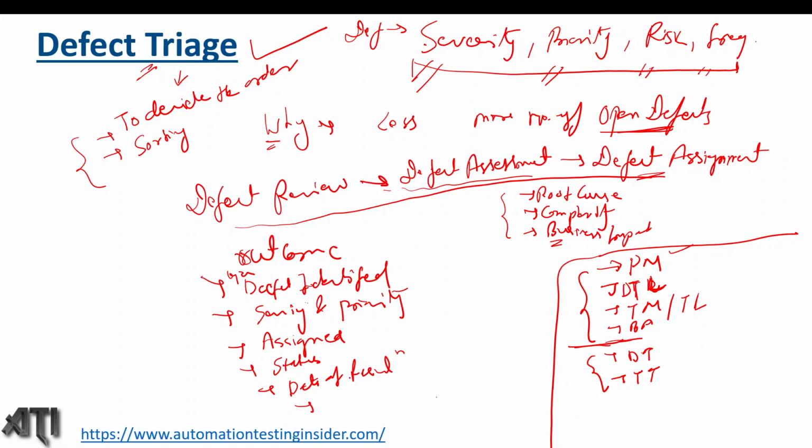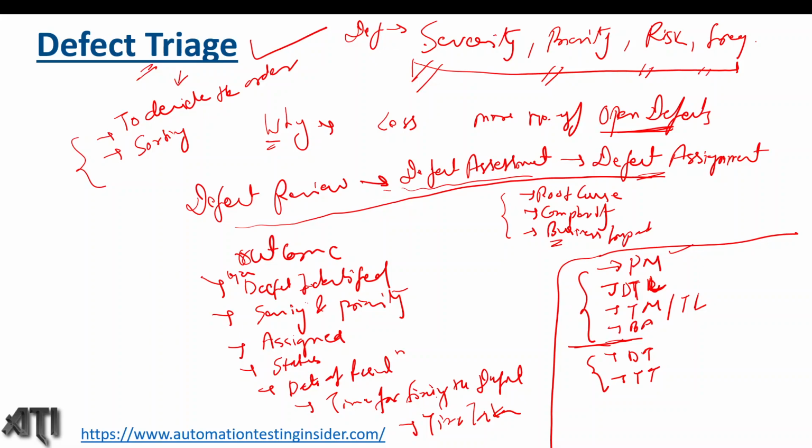So the time for fixing the defects, and last, the time taken to fix the defect. So these are the outcomes of the defect triage meeting, guys. So this is all about defect triage.